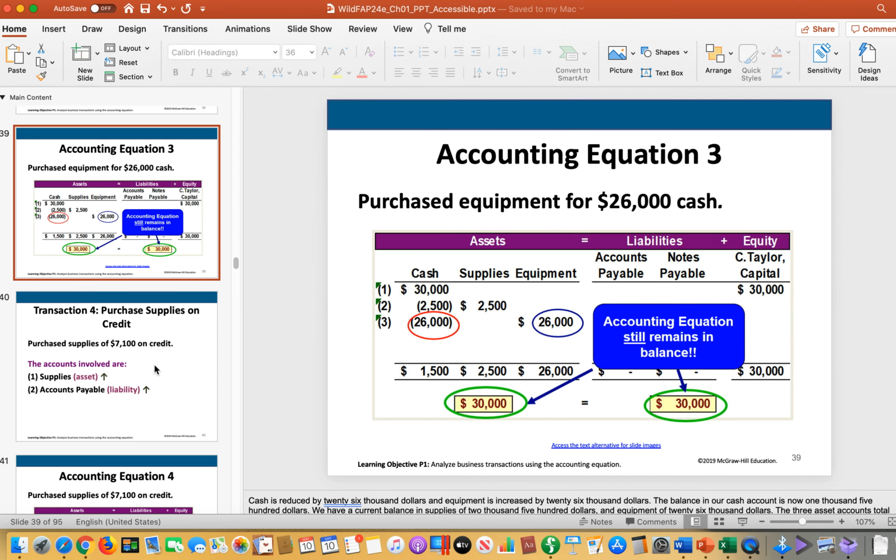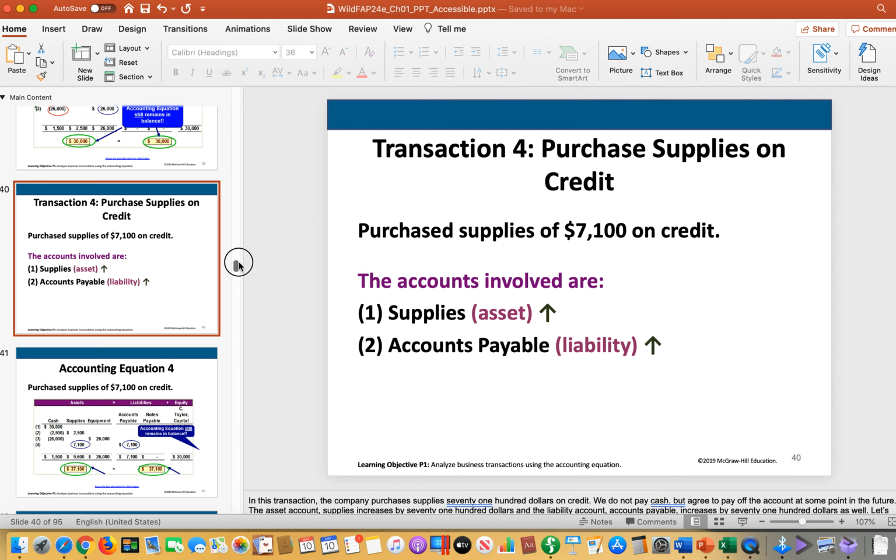Okay. Now let's get to the fourth transaction.